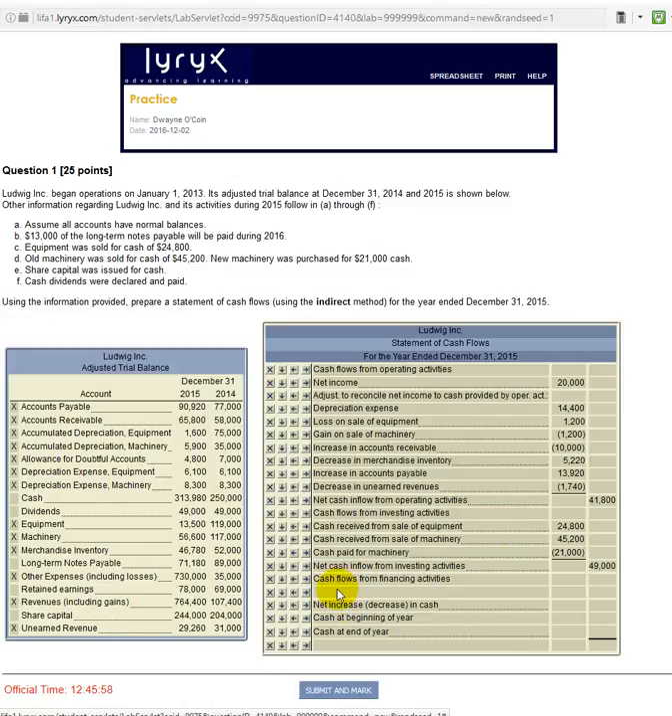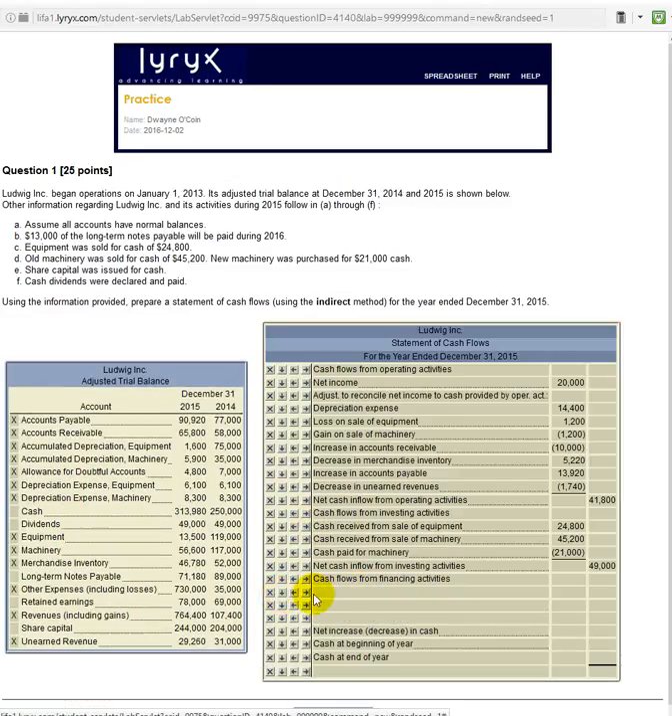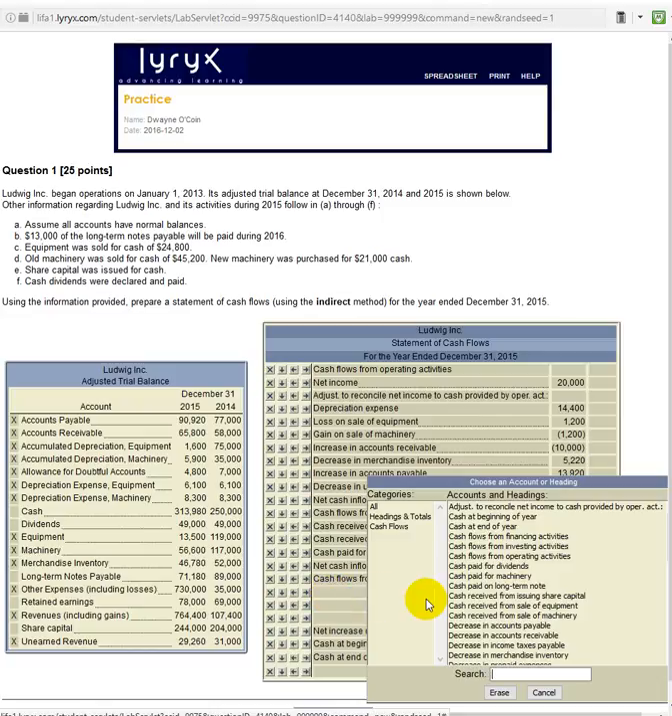Then we have cash flows from financing activities, and so that includes the dividend effect, the long-term notes payable, and the share capital effect. So let's start with dividends. Give ourselves a little bit more room here. Actually need one more line, but we'll pop that in a second. So we want dividends paid.